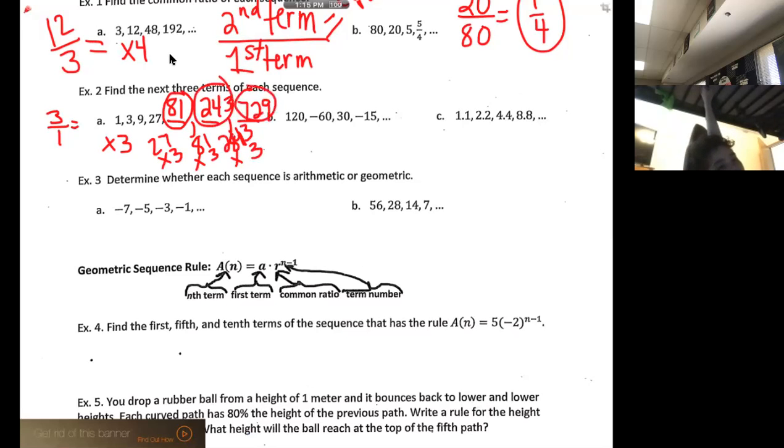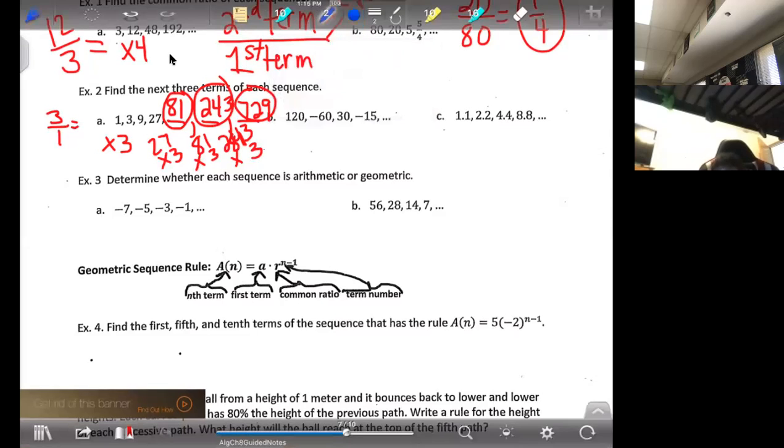Okay. So far, pretty easy, right? Yeah. Good. It's going to stay pretty easy. Yay, this is a Good Friday assignment. Okay, so let's take a look at letter B. I'm going to switch colors.